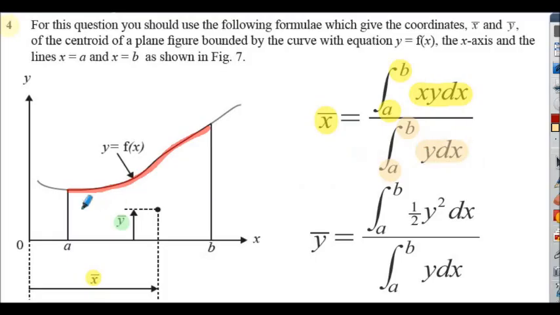So the integral in the denominator is actually finding the area under the curve. And again, to find the y bar, we're given a formula. We find the integral of a half y squared with respect to x between our limits again, a and b. And again, that's all divided by the area under the curve. Full worked solution shown on the following slides.